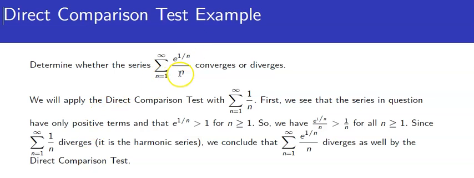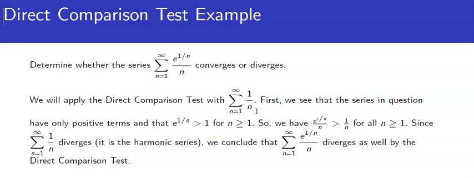Looking at these terms, this 1 over n is always positive, which means that e to that power will always be greater than 1, which means that these terms are always going to be greater than 1 over n. So that's the series I'm going to choose to compare to. Okay? So we're going to apply the direct comparison test with the series from n equals 1 to infinity of 1 over n.